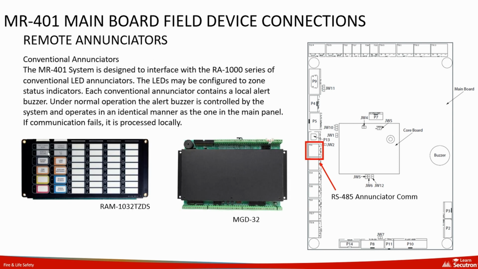This slide provides information on the integration of conventional LED annunciators, specifically the RAM 1032 TZDS and MGD 32. These annunciators feature configurable LEDs for zone status indication and contain a local alert buzzer. The MGD 32 has LED driver outputs, which cater to custom graphic annunciator setups. It provides the same functionality as the RAM 1032 but has input and output terminals for custom connections.